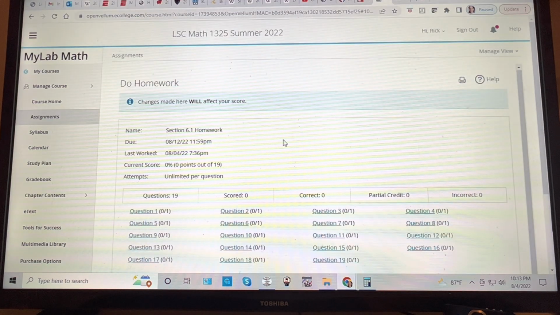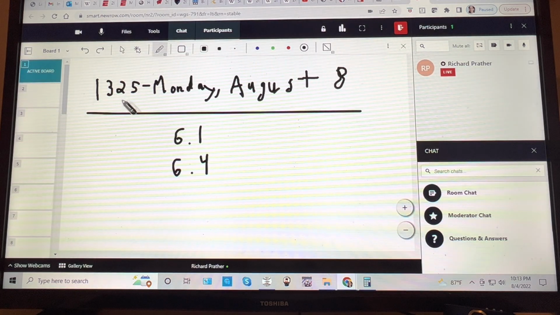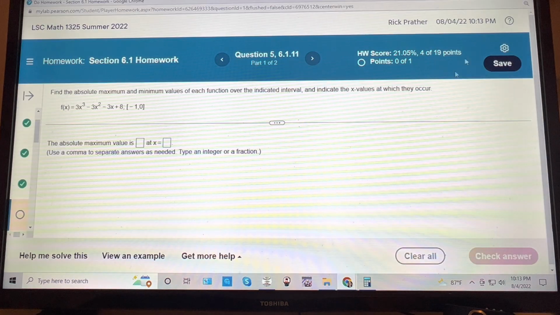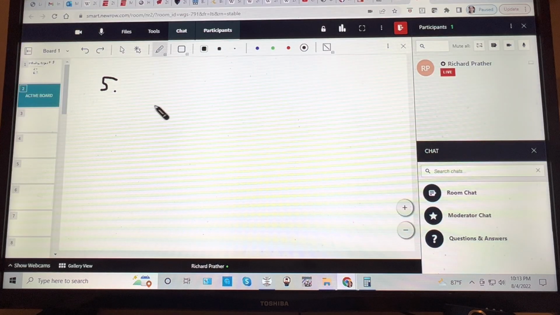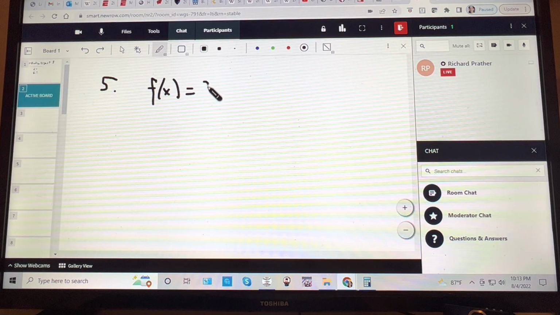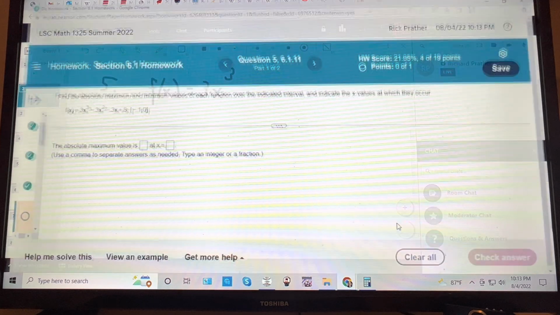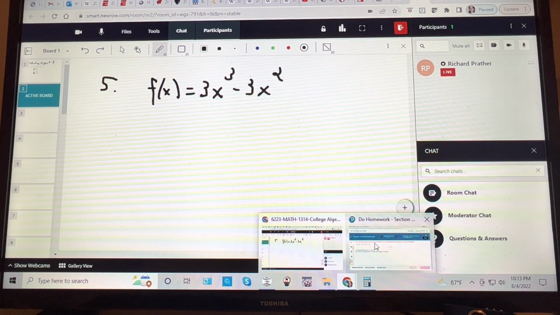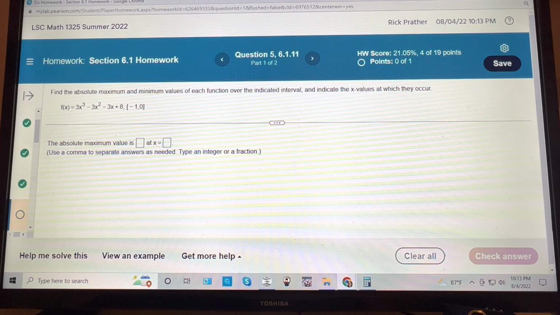So the first thing you're going to have to do each time is find the critical numbers. We've been doing that for a couple of chapters now. That's why they're called criticals. They answer almost everything we do. So f of x is 3x to the third minus 3x squared minus 3x plus 8.